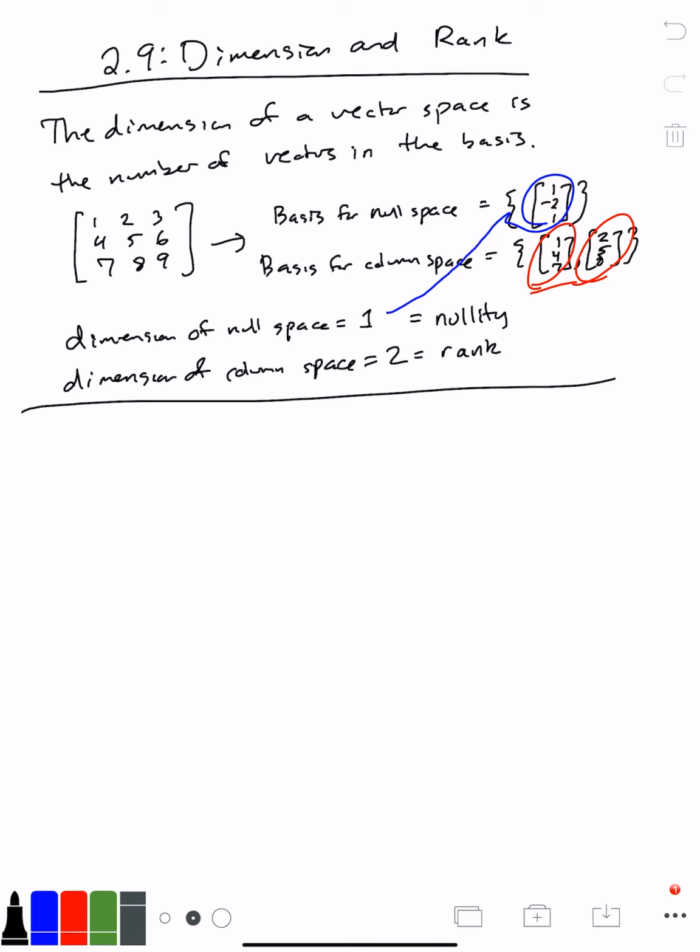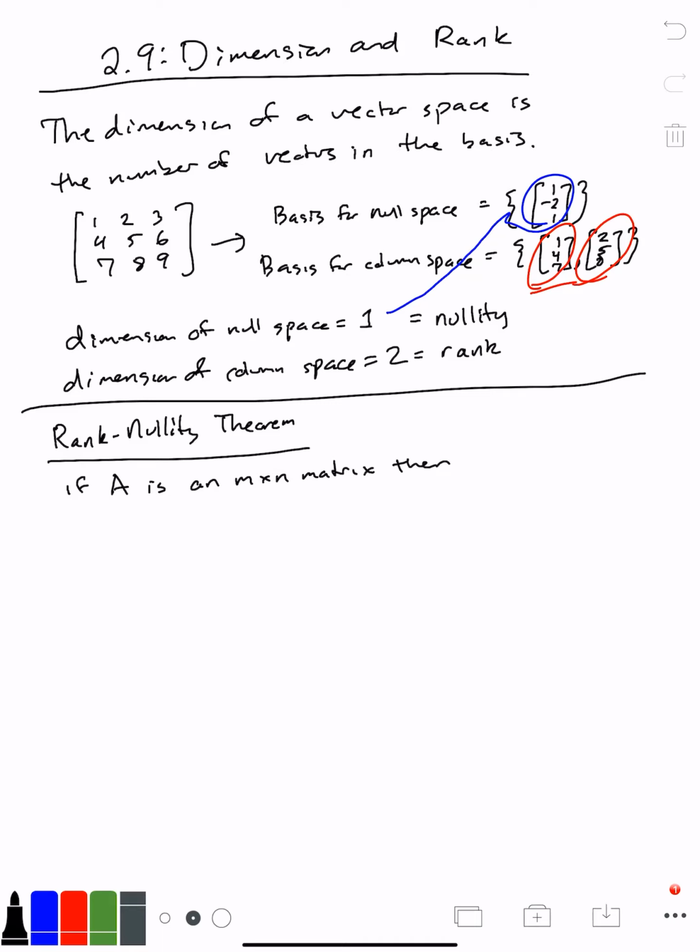And once we have all these words here, we can give a really big theorem for this class. It's called the rank nullity theorem. And what this is going to say is, if A is an m by n matrix, then if you add the rank of A plus the nullity of A, you are going to get n.